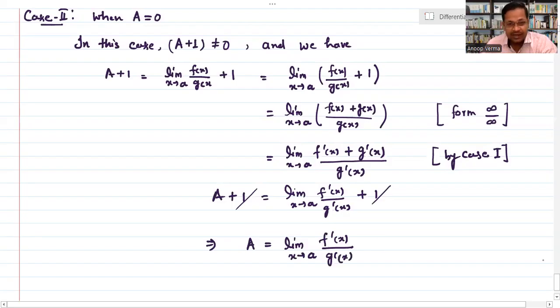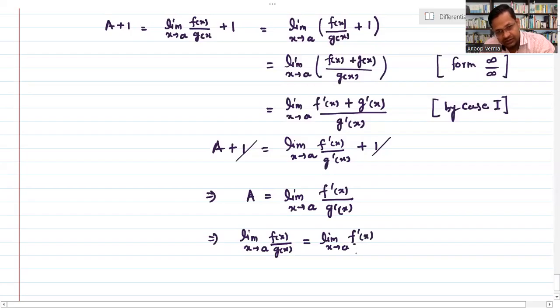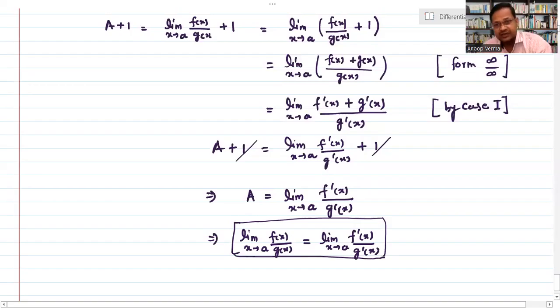So if the value of a is 0, in that case also we can apply the derivative rule. So you can just have limit x tending to a of f(x) upon g(x) is just equal to limit x tending to a of f dash x upon g dash x. Okay, so this case is also complete: if we are getting the limit 0, in that case we can also apply the derivative rule. Okay. And what will happen when a is infinity?